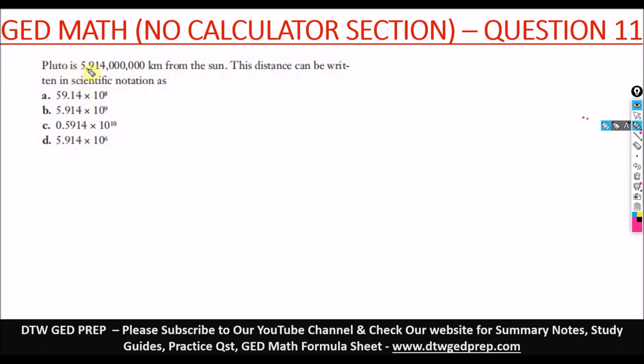Question 11 says Pluto is this, okay? This is 5,914 million kilometers from the sun. This distance can be written in scientific notation as, okay? Remember scientific notation, from here, we move our decimal point and count until we get to after the last digit. So we have 1, 2, 3, 4, 5, 6, 7, 8, 9. So that would be 5.914 times 10 raised to the power 9, because we moved 9 times. So our right answer here is option B.